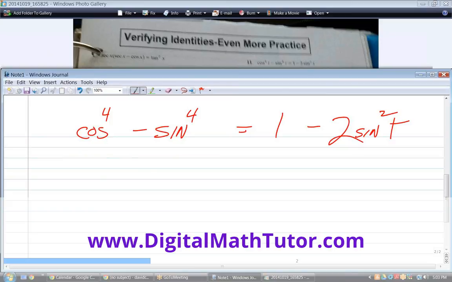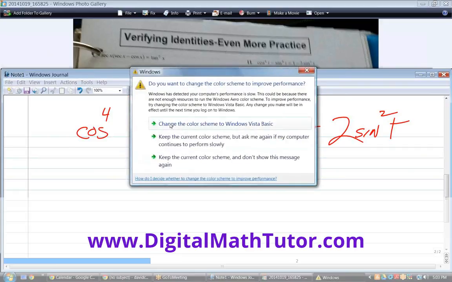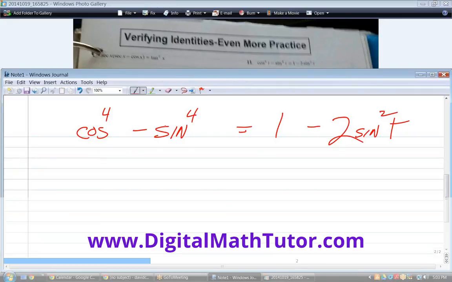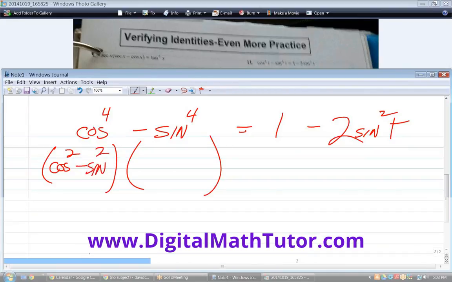No, it's not, but it's difference of perfect squares. Never forget difference of perfect squares. You need it throughout math. So what does this factor into? Cosine squared minus sine squared times cosine squared plus sine squared. Oh, yeah. See why? Yeah, I got it.